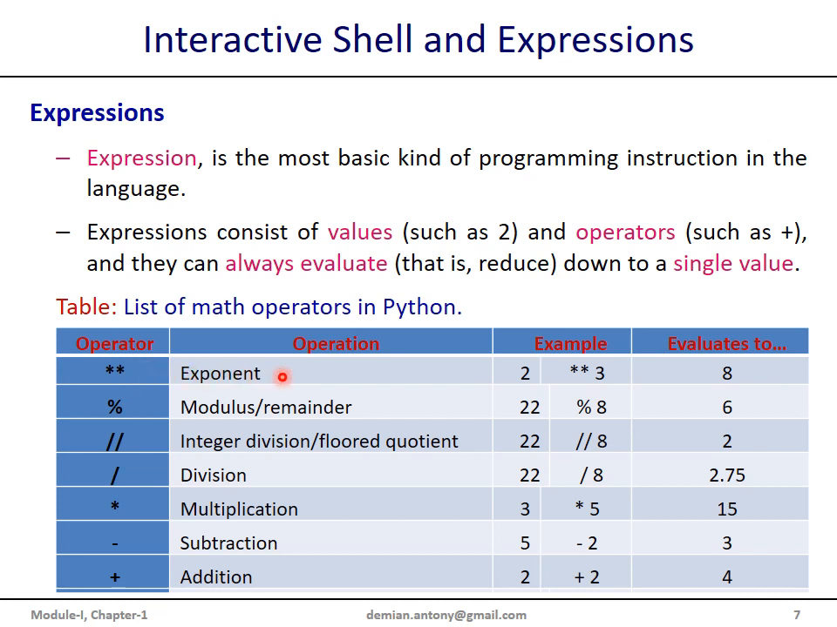Let's take up the examples. 2 double star 3 is nothing but 2 to the power 3, that evaluates down to 8. 22 mod 8, we get the remainder after integer division, that is 6. And 22 double slash 8 is integer division, where we get the quotient after integer division, which is 2. 22/8 is floating point division, where we get the value 2.75. This is multiplication, which results in 15, 5 minus 2 is 3, and addition results in the value 4.